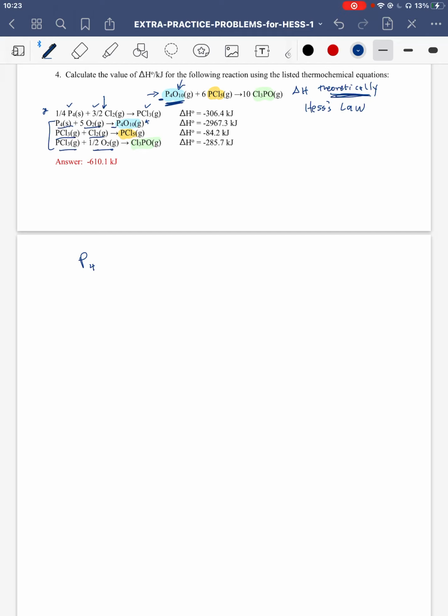So all I'm going to do is switch this reaction. P4O10 yields 5 oxygens plus P4. I like to just take out the state symbols here because I find it easier. You can keep them in if you want, but I just like it to look nice and simple for me. I'm going to have the same quantity. I didn't need to multiply anything, but I do need to switch the sides. All right, cool.